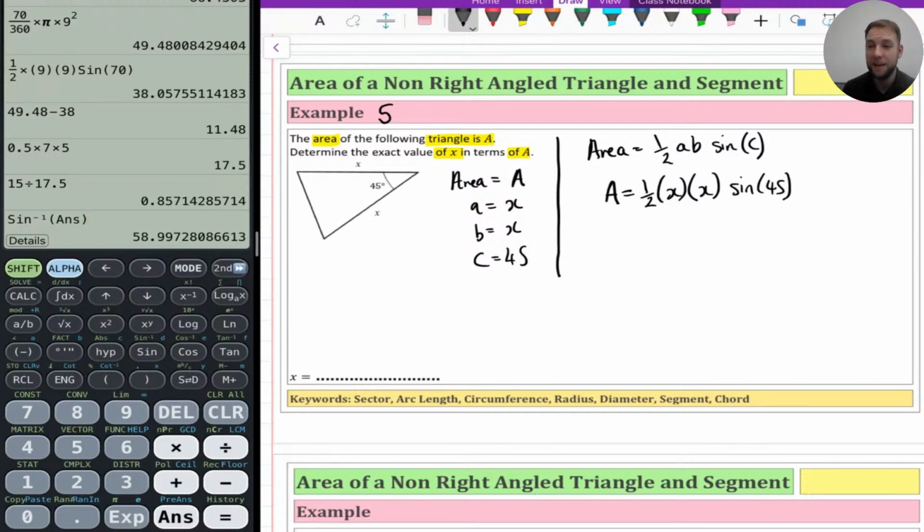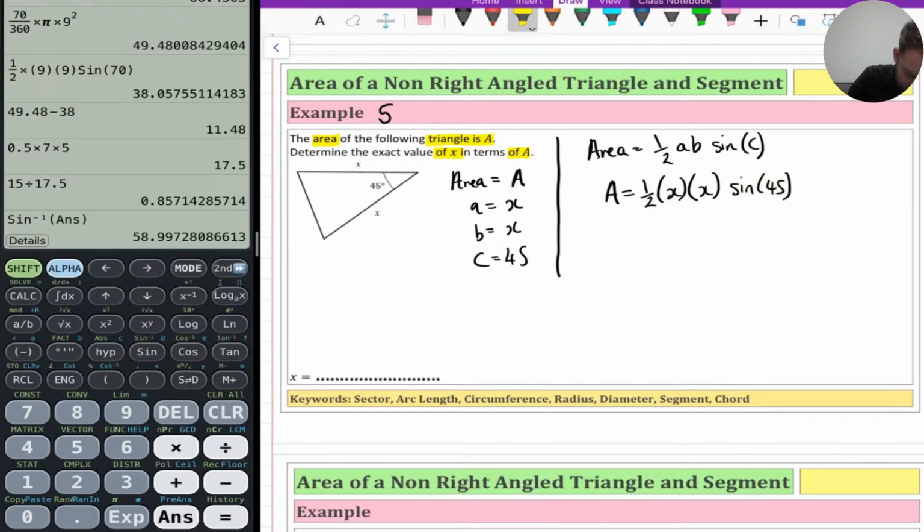So it's exactly the same as what we did usually. We write down the formula, we sub in what we know, we simplify, and then we work backwards to find out what we want. Now, we want x, but it's in terms of A. So the next stage I need to do is to simplify. Now, there's only two things I can simplify. I can simplify this half here and the sine 45, because they are both numbers.